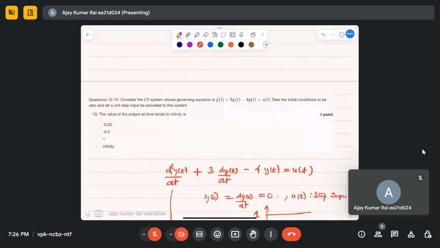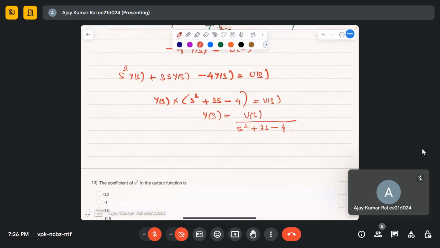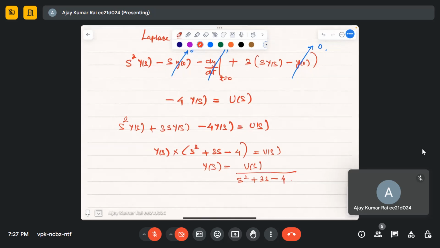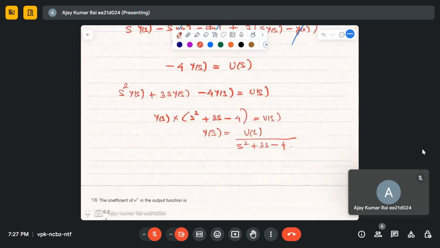So what it says is the value of the output as time tends to infinity. You have studied two theorems, right? The initial value theorem and the final value theorem. So what you want to find out is the value as t tends to infinity.